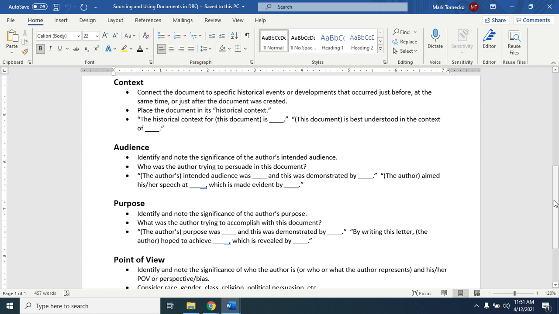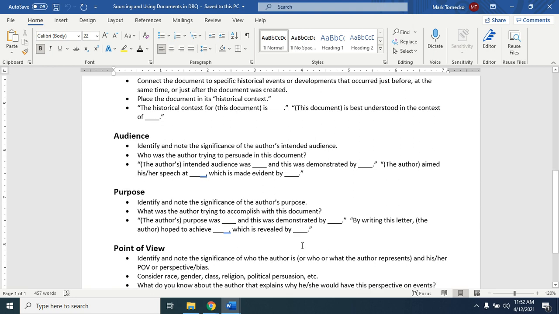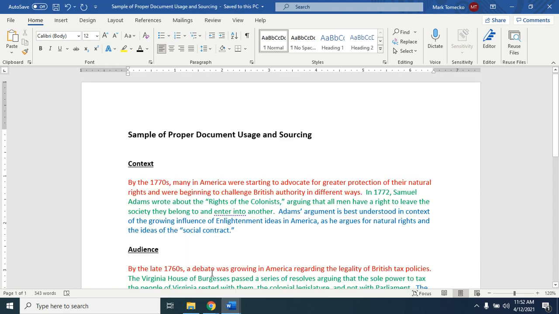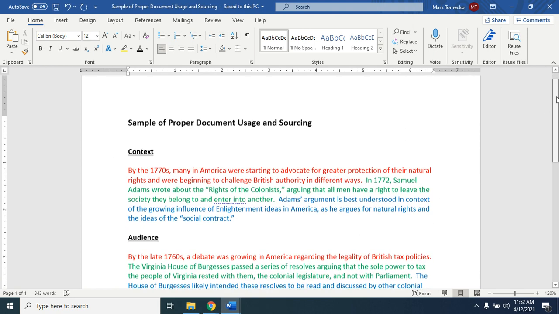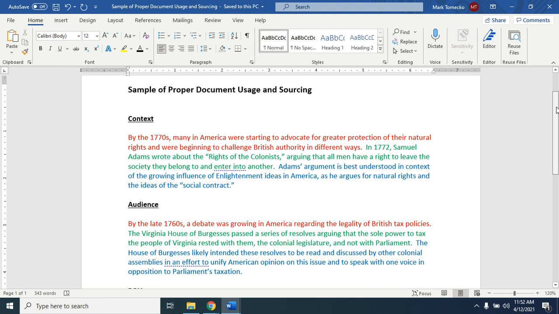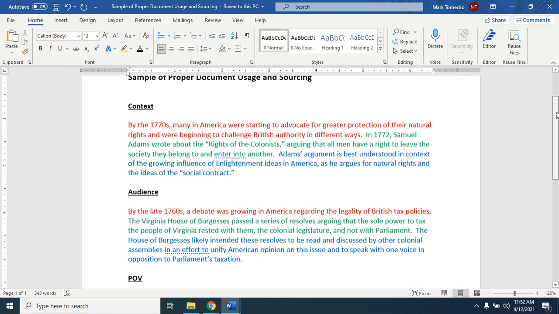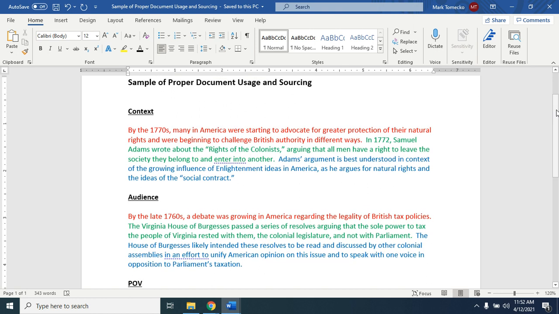And I think every time I put this document or the author in parentheses to indicate you wouldn't actually say this document or the author. You would use its name or the author's name. But obviously I wanted this to be generic. All right, that handout you have. This handout will be uploaded into Canvas in the writing module under DBQs. It's some examples of how to properly use and source some of the documents in this particular practice DBQ.